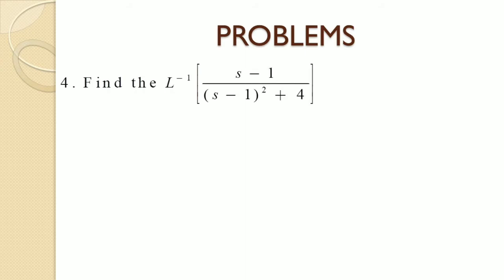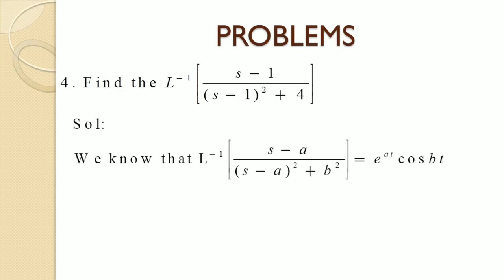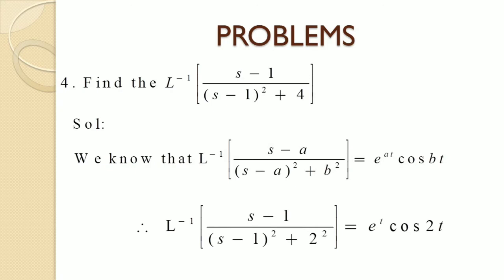Fourth problem, find the L inverse of (s minus 1) by (s minus 1) the whole squared plus 4. We know that L inverse of (s minus a) by (s minus a) the whole squared plus b squared is equal to e power at cos bt. Now L inverse of (s minus 1) by (s minus 1) the whole squared plus 2 squared can be written as, in the place of a we are having 1 and in the place of b we are having 2. So replacing we get e power t cos 2t.